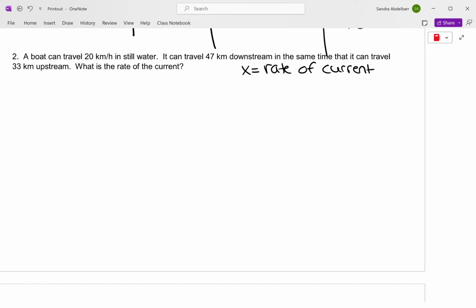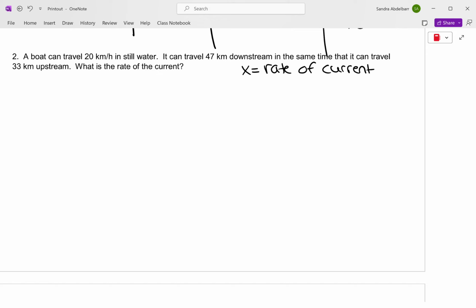But now let's just chat about this for a minute. All right, when you're in still water, what does that mean? There is no what? There is no current. So your speed is basically the amount you work on your own, right? It's all you can do. Now, if you're going downstream, is the current helping you or is it making it more difficult for you?